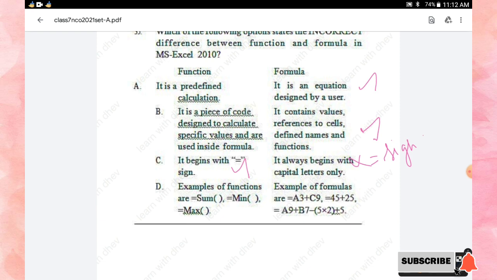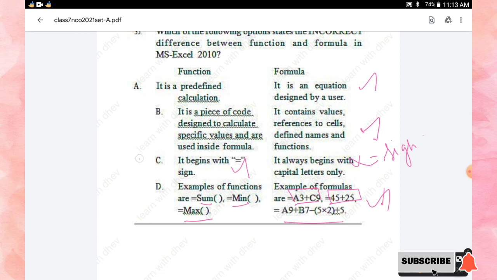Then option D is examples of function. So sum function, minimum function and maximum functions are used. And examples of formula, here they have just added two cells. Here also they have added two numbers. Here they have used some expression. So this is the correct way of using the function and formulas in Excel 2010. So this option D is also correct.